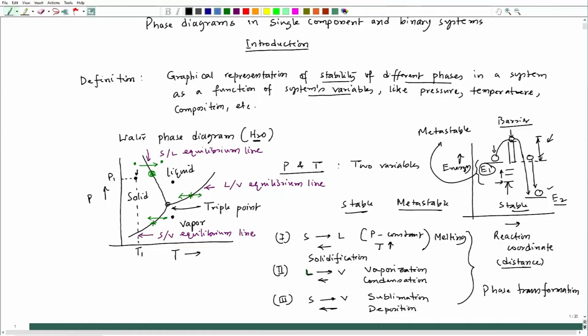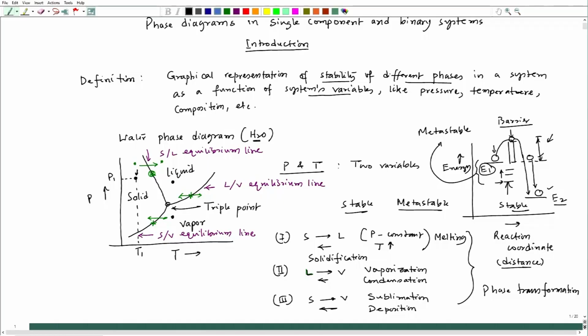So, one reaction, for example, in this case melting or solidification, whether the system would actually melt or solidify, would be decided by the barrier I am providing to that phase transformation. That barrier consideration will come under kinetic factors. So, we will not consider that part, we will only talk about how to get this phase diagram, we will try to learn that, fine.